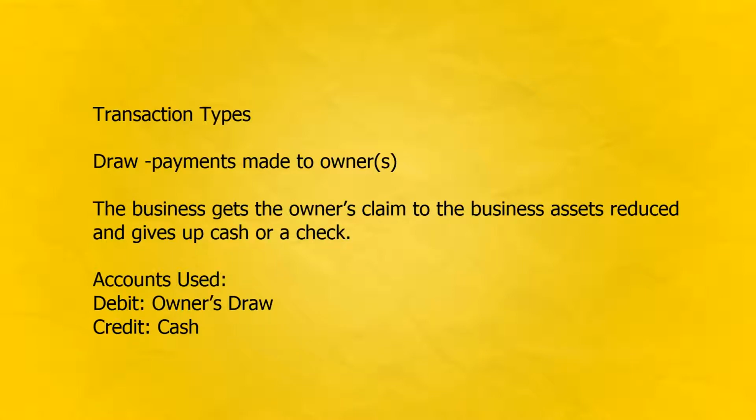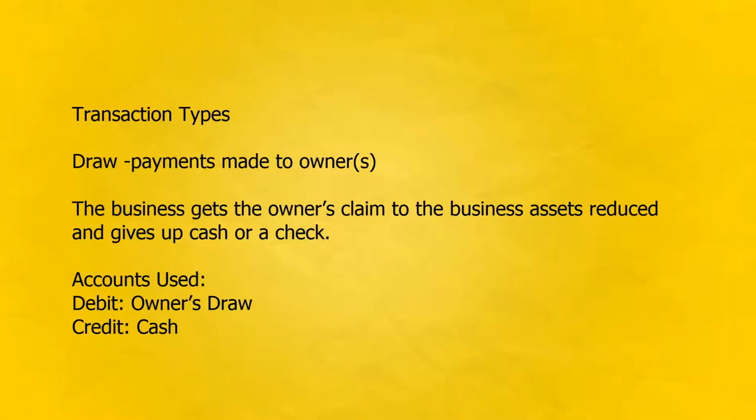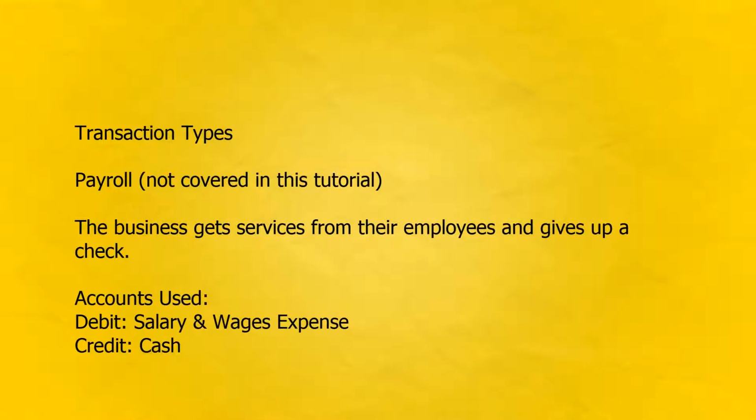Transaction types. Draw, payments made to owners. The business gets the owner's claim to the business assets reduced and gives up cash or a check. Accounts used: debit, owner's draw. Credit, cash.